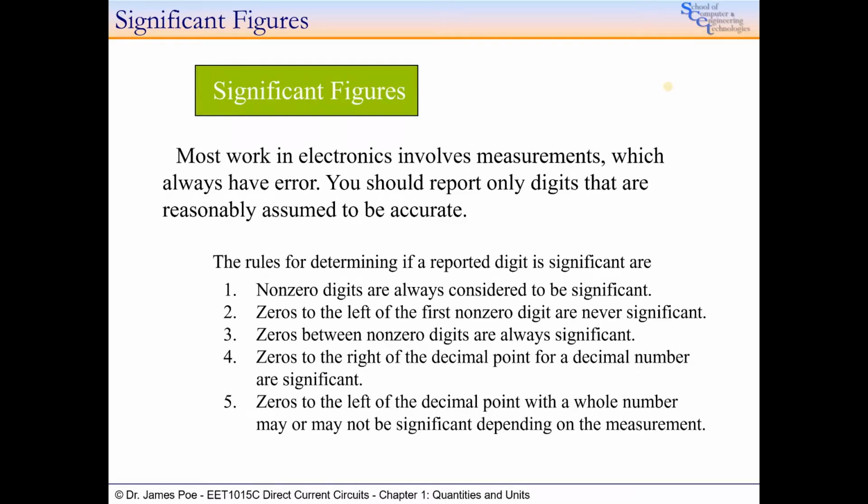Right after I just told you that I don't want to make you memorize anything. So non-zero digits are always considered to be significant. Zeros to the left of the first non-zero digit are never significant. Zeros between non-zero digits are always significant, blah, blah, blah. I'm going to show you a trick for this. You can memorize these if you want. I'm going to show you a trick from this because I told you I have no memory.